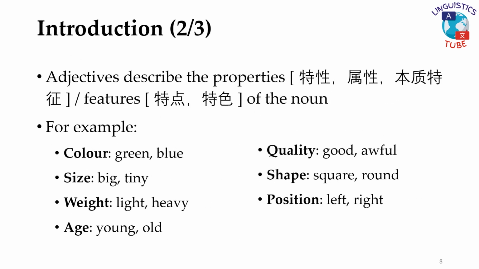What do adjectives do? We say they describe the properties or the features of the noun. Nouns have many different properties. You can see some of the most common ones here. For example, green book, big city, heavy suitcase, young woman, awful performance, square box, left arm.